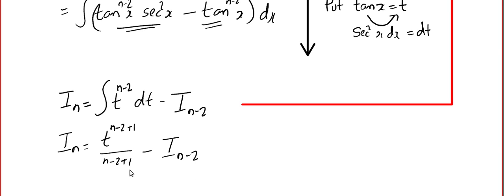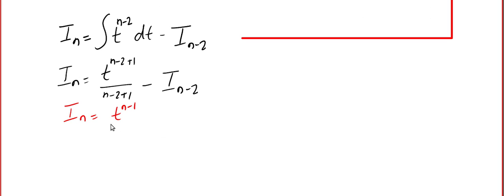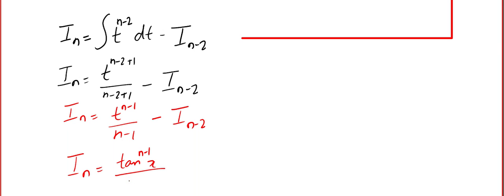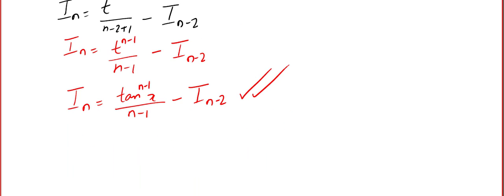And that gives me, don't forget the value of t, it's over here. What is t? Tan x. So we get I_n is equal to t to the power n minus 1 by n minus 1 minus I_(n-2). That is, I_n is equal to, t is tan x, so tan to the power n minus 1 x, the whole divided by n minus 1, minus I_(n-2). Okay, that's it. So we have the reduction formula.